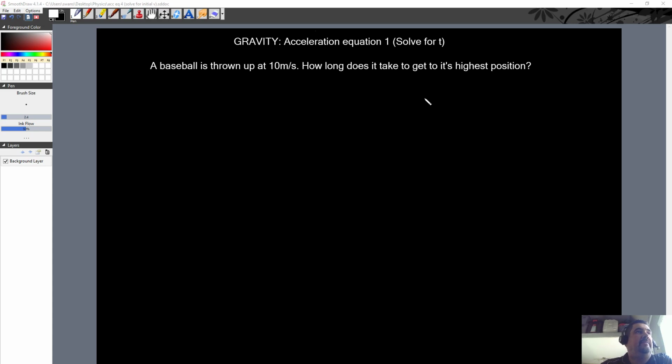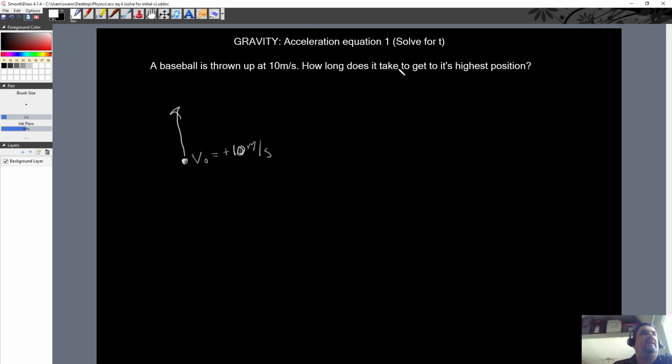Alright folks, here we are again. Same problem pretty much, except one difference. So if we look, there's a ball, and it gets thrown upward at, and this is going to be your starting speed, at positive 10 meters per second. So it starts at a positive 10 meters per second, right?